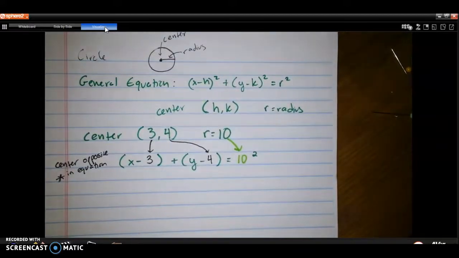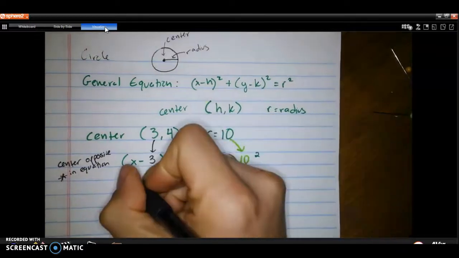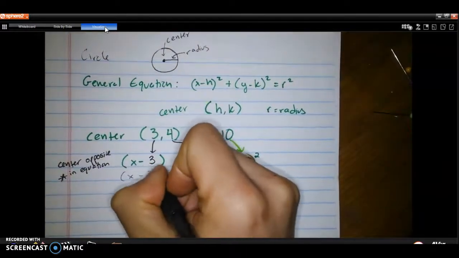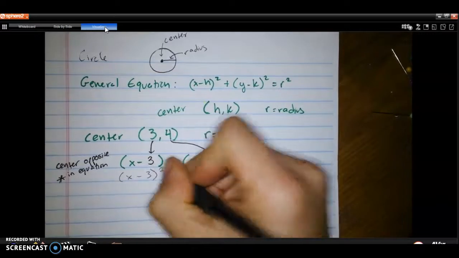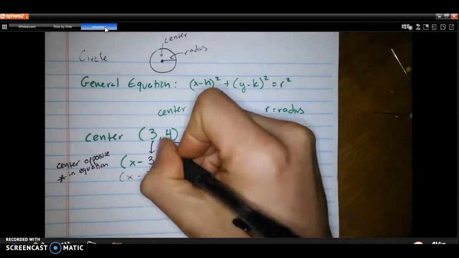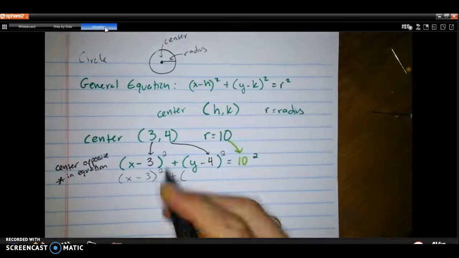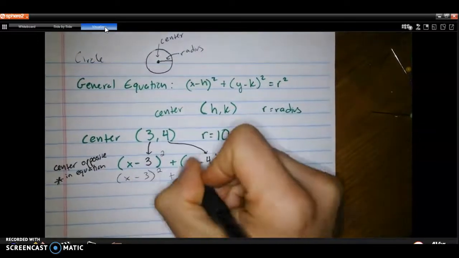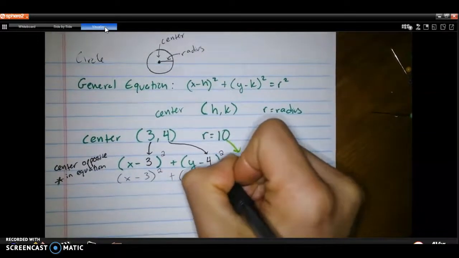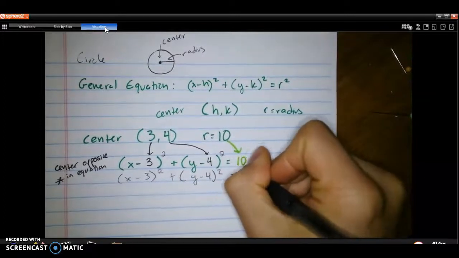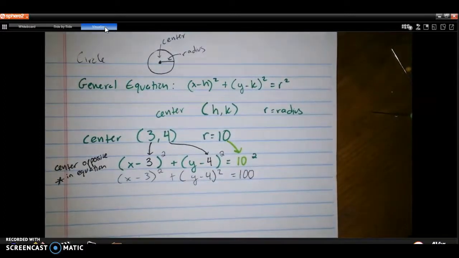Now, we tend to want to simplify this a little bit. We actually like to write this out as x minus 3 squared. Sorry, I forgot to put those squared in there. Don't forget the squares. (x minus 3) squared plus (y minus 4) squared equals 10 squared, which is 100. And you can leave it just like that. That's all we have to do. Let's try another one.